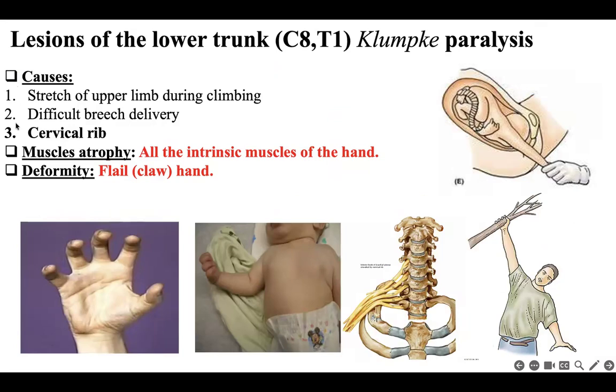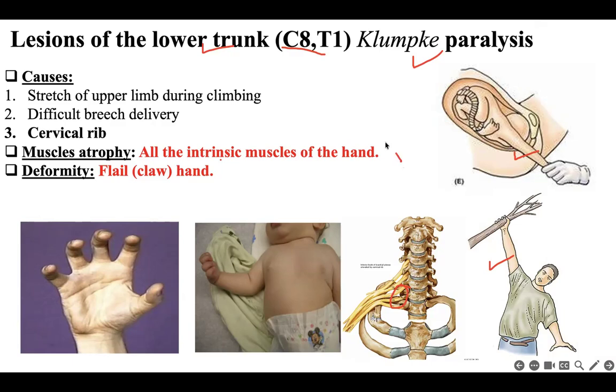Lesion of the lower trunk, which is C8 and T1, is Klumpke's paralysis, due to traction of the baby's upper limb during delivery, or falling, or stretching the upper limb during climbing. The most common cause here is what is called a cervical rib. It is an abnormal rib originating in the neck, and this rib will injure the lower trunk.